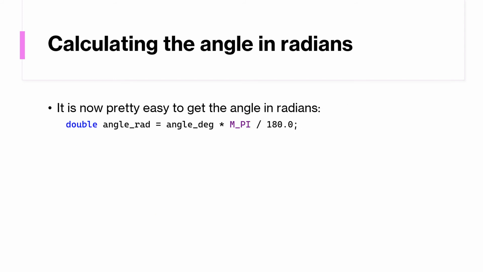Okay, it's now pretty easy to get the angle in radians. We have a single line of code that says double angle rad equals angle degrees times capital M underscore capital PI divided by 180.0. Now I don't actually have to put the 180.0 there. I could just put 180 because I know M_PI is a double. But just to make sure that we do floating point division, I put the .0 after the 180 there.